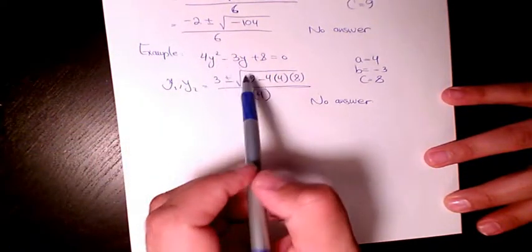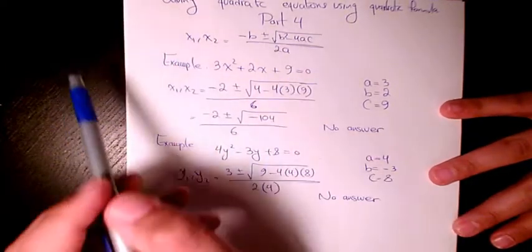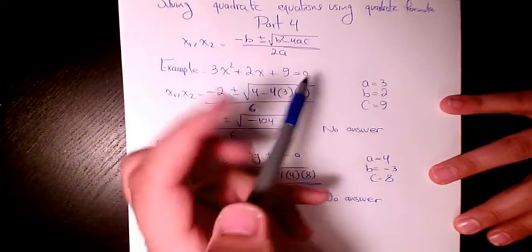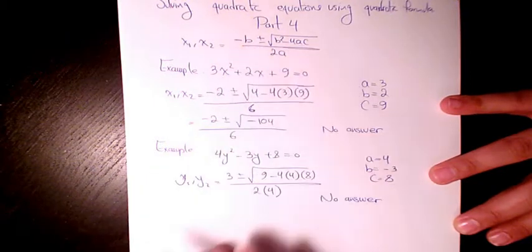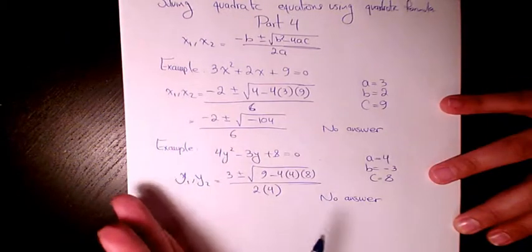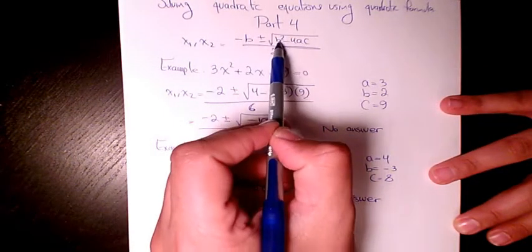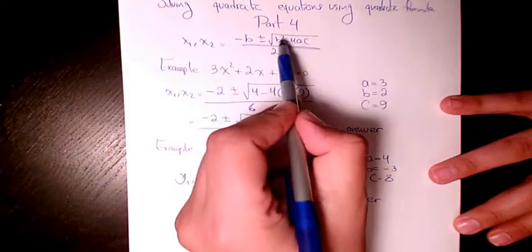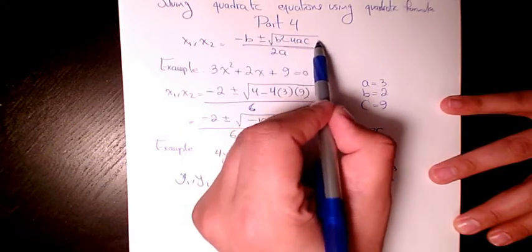So whenever b squared minus 4ac is negative, there is no answer to the quadratic equation. If b squared minus 4ac is greater than 0, we have 2 answers, and if b squared minus 4ac is 0, we have only 1 answer. So we have a maximum of 2 answers. Why? Because we're dealing with quadratic equations. When b squared minus 4ac is greater than 0, we have 2 answers. When b squared minus 4ac equals 0, we have 1 answer. And when b squared minus 4ac is negative, there is no answer.